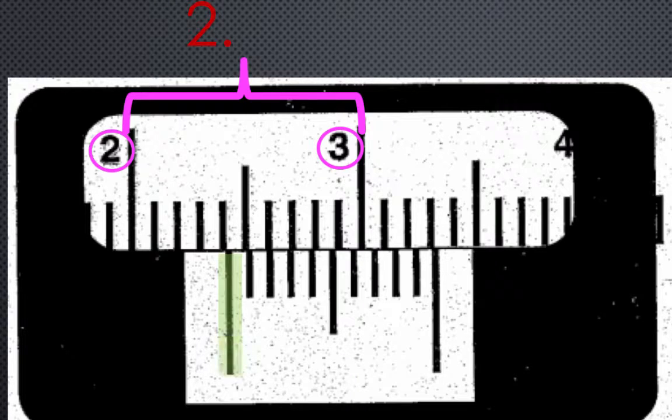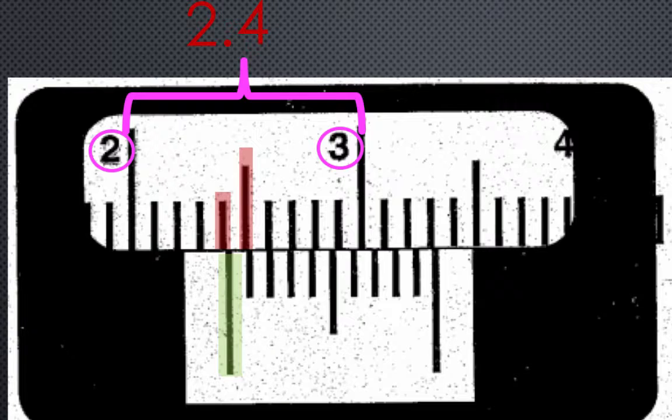Now we're going to use that reference line again, and we're going to see how it is positioned between the tenths place markings above it. And you can see that it is between 0.4 and 0.5. It is after 0.4 and before 0.5. So that second digit, the tenths place digit, is going to be a 4.